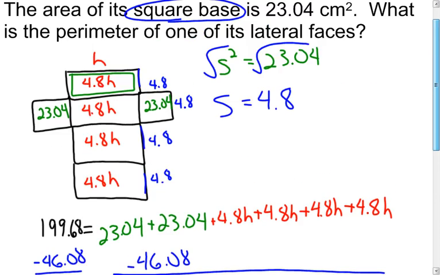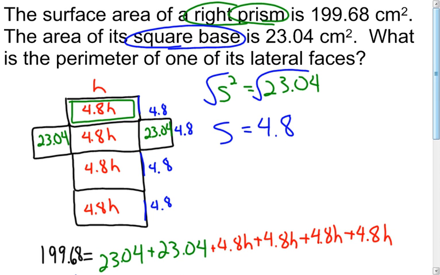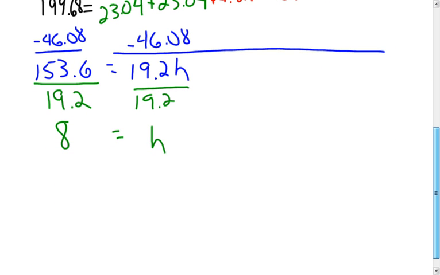I'm going to come back up here, and h, the height of my prism, is now 8. And remember, the ultimate goal here was to find the perimeter of one of the lateral faces. That's that green rectangle that I had highlighted earlier. Now I know that the base is 8, the height is 4.8. We're going to find the perimeter of it. My perimeter is going to be equal to all the sides added together. So I'm going to have an 8, an 8, a 4.8, and a 4.8. When I add all that together, I end up with 25.6.